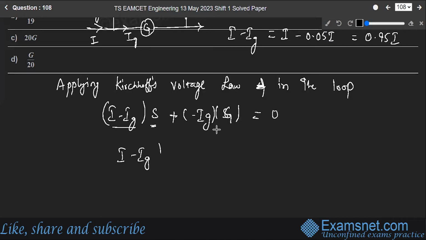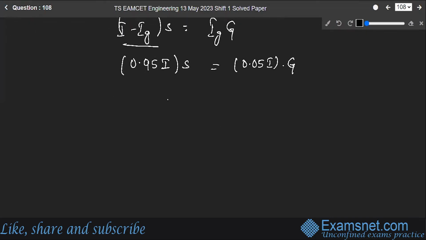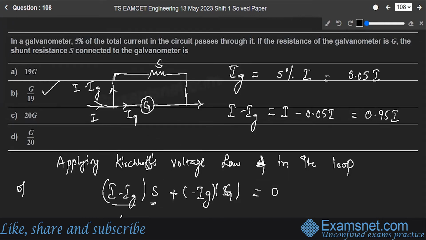Let's write it again. (I minus IG) S is equal to IG G. And let's fill in the values. This was equal to 0.95 I into S is equal to 0.05 I into G. Or you have to find out S. This will be S is equal to 0.05 I into G upon 0.95 I, I will cancel, and you will get G upon 19. So S is equal to G upon 19. You have option B as the right answer. Hope you got that.